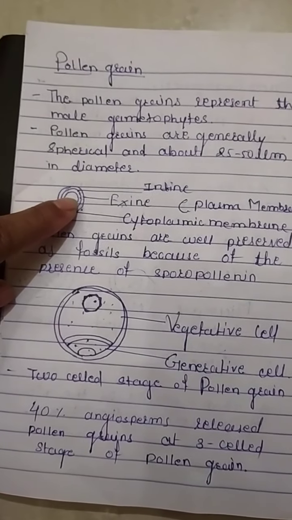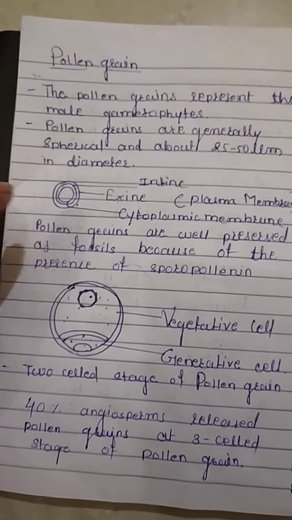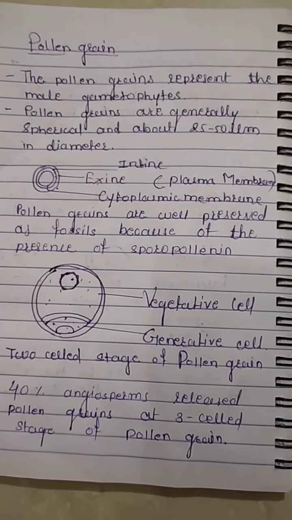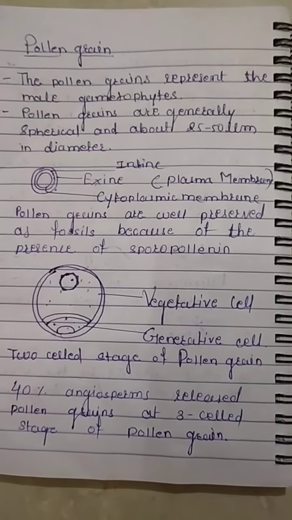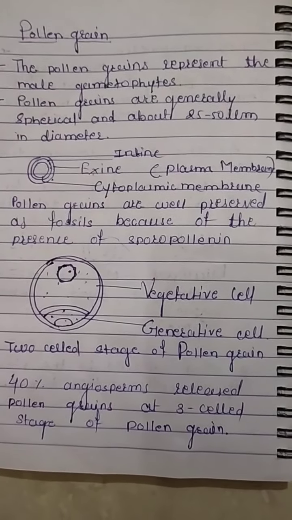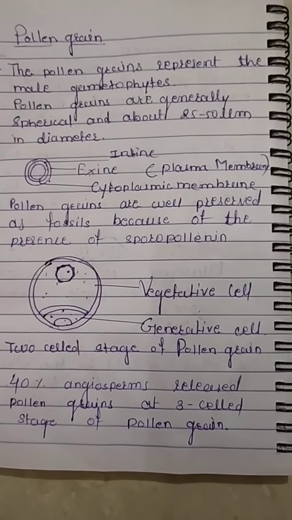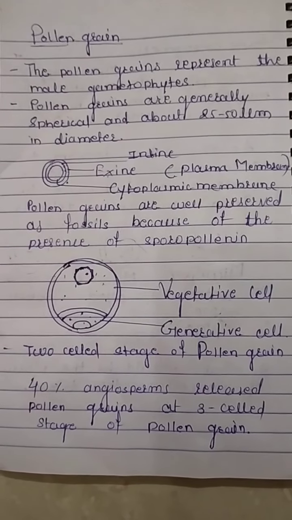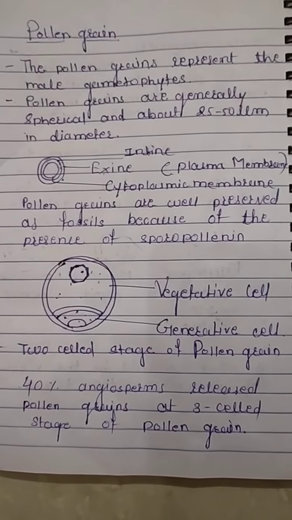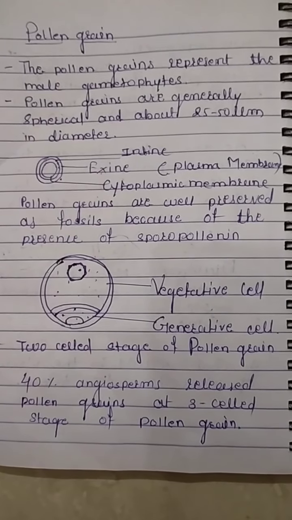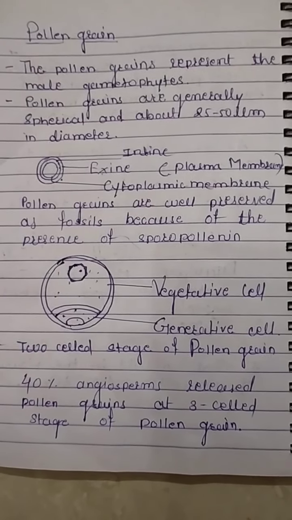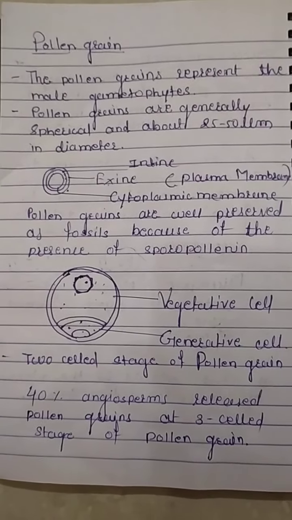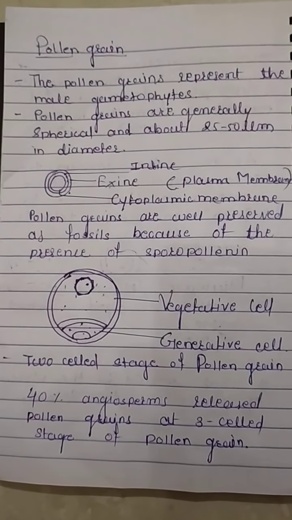Pollen grain exine has an important aperture, which is called the germ pore, where sporopollenin is absent. Because of this feature, pollen grains are well preserved as fossils. The exine exhibits a fascinating range of patterns and designs. Now students, why do you think the exine should be hard? Yes, exine should be hard because it protects pollen grains from severe conditions.